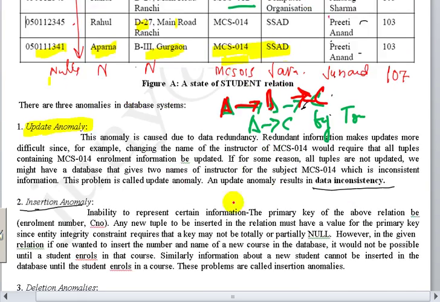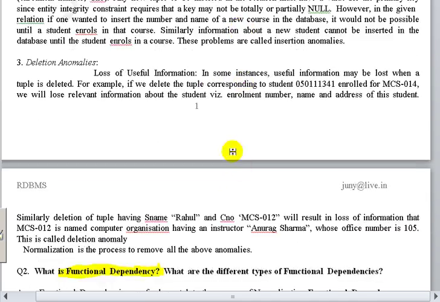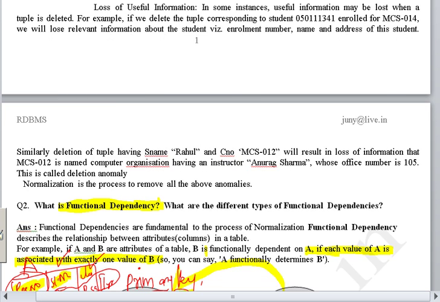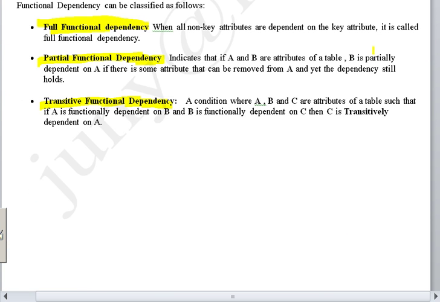So if we go back to where we were, this is a transitive dependence: a condition where A, B, and C are attributes of a table such that if A functionally determines B and B functionally determines C, then C is transitively dependent on A, isn't it?